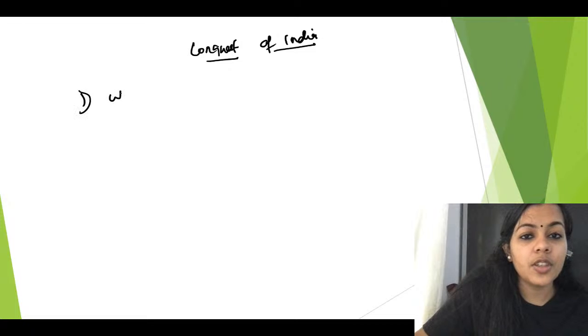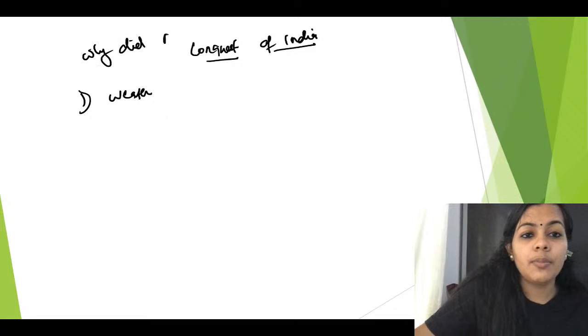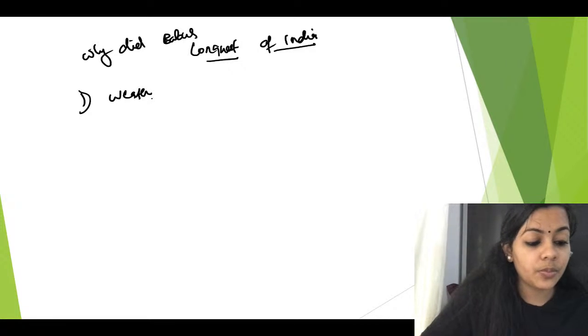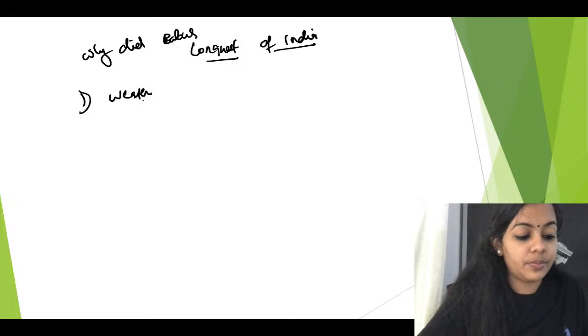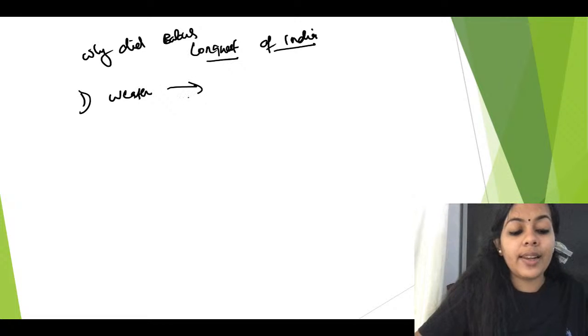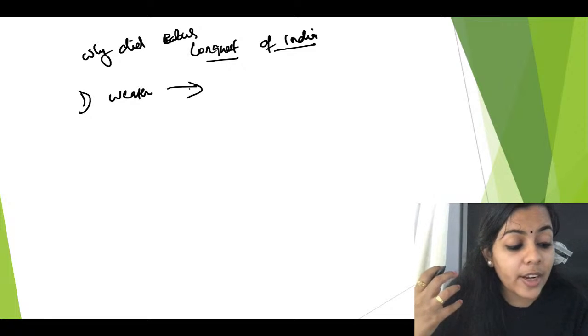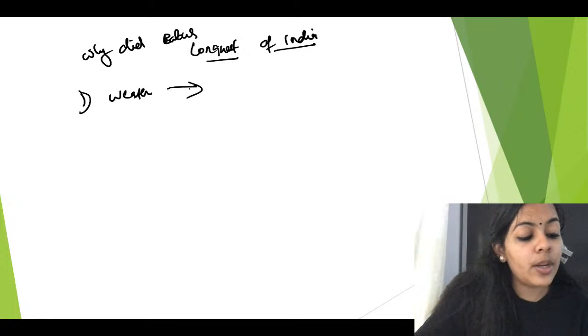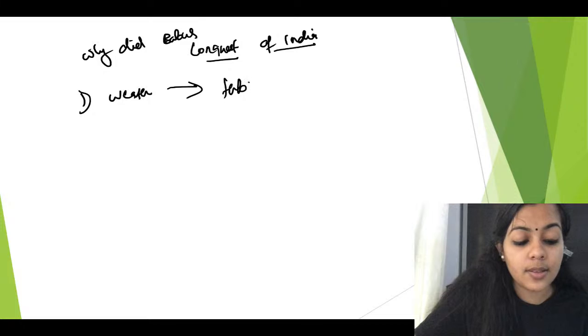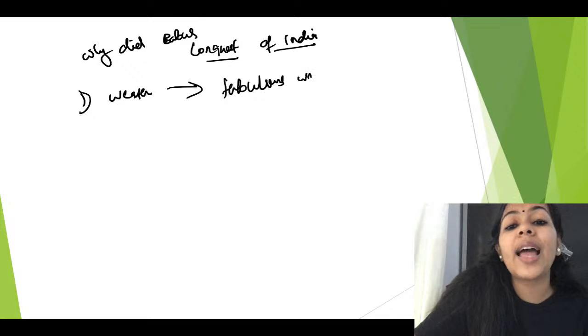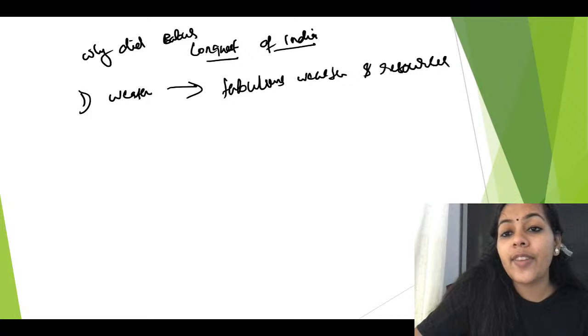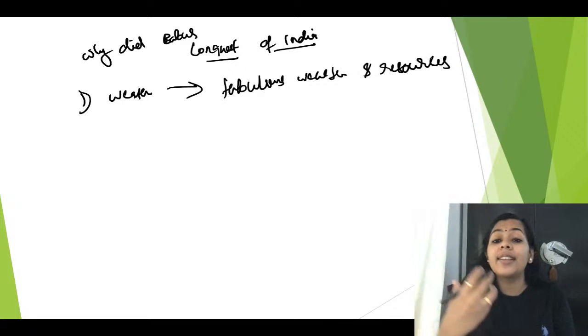Wealth. Why did Babur attack India? The first reason was the wealth. So many Central Asian invaders came and attacked India. Why? Because of the enormous wealth, the fabulous wealth and resources of India.